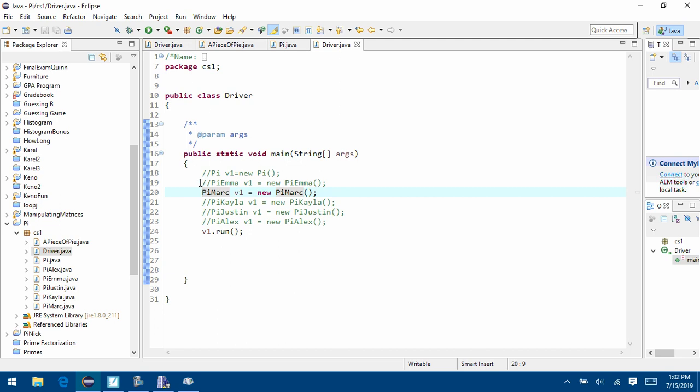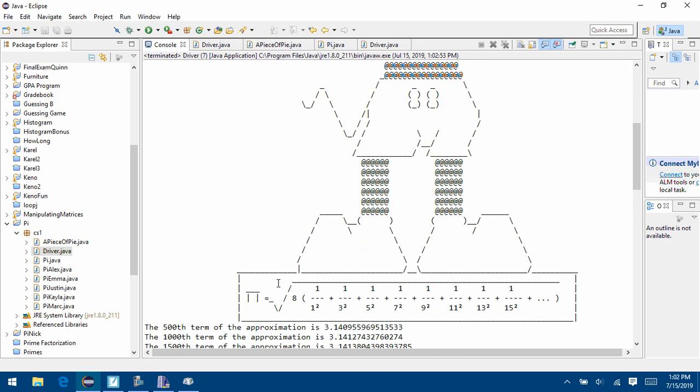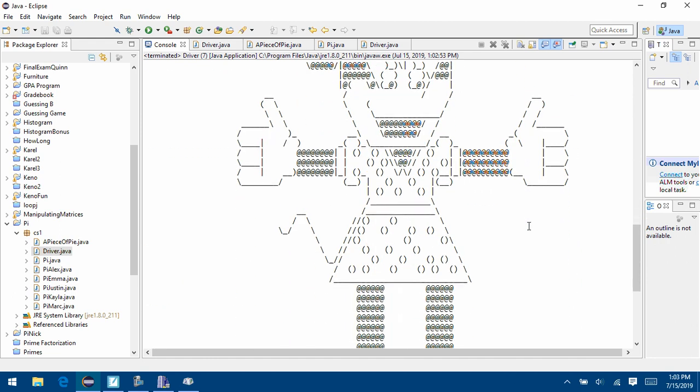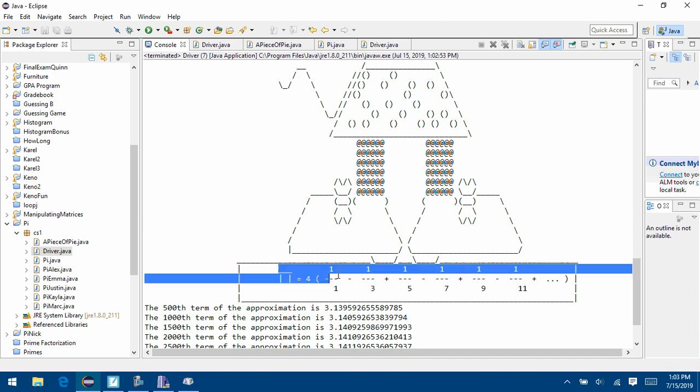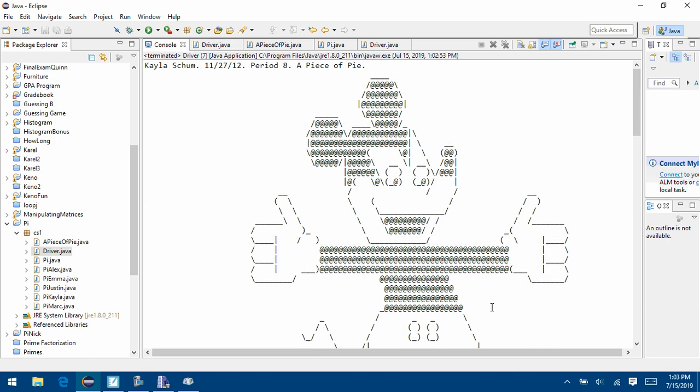Let's see what Kayla did. Kayla did a Mickey Mouse. So there's Mickey, and he's standing on the first Pi formula. And she actually did one for the second one too. She did Minnie. Here's Minnie for the second formula, and Minnie's standing on the second formula. Super impressive. She had time to do both of them.